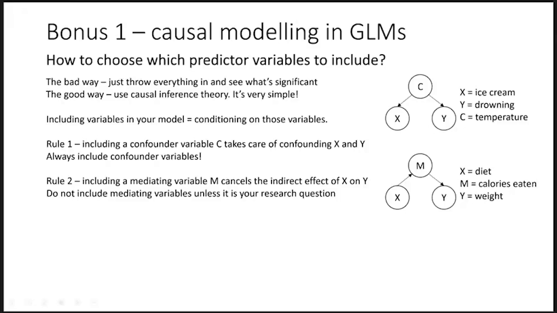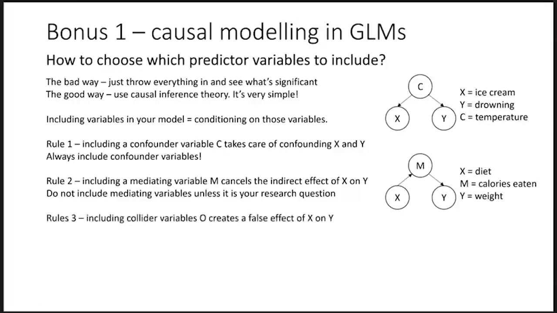If my research question is, did the diet work or not? I included the mediating variable and I say, oh, the diet didn't work. There is no positive coefficient for diet or no diet. Of course not. All the correlation will be on the calories coefficient. But if my research question is, how does the diet work? Does it work through calories eaten or through something else? Then I do want to include it. And then I will look here, okay? So always include confounder variables. Sometimes include mediating variables based on your research question. Okay, clear?